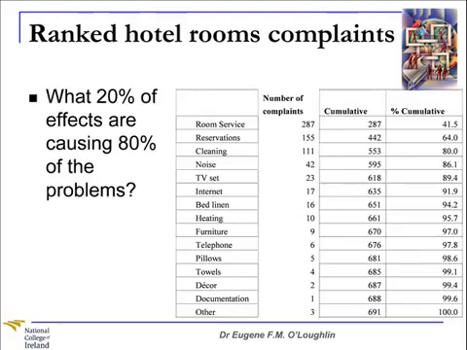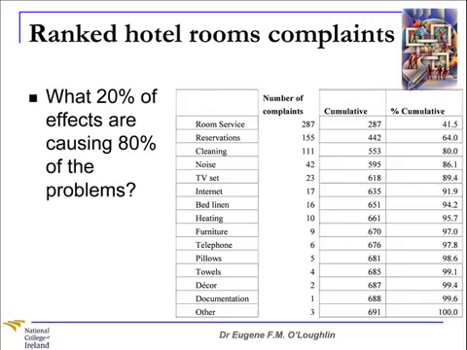We can see here that room service accounts for 41.5% of all complaints. We add this to the reservation, that accounts for 64%, and we add in cleaning to room service and reservations. We can see that the first three items here account for exactly 80% of the total number of complaints. Now, there are 15 categories of complaints here, so 3 out of 15 means that 20% of our types of complaints are being caused by these three.